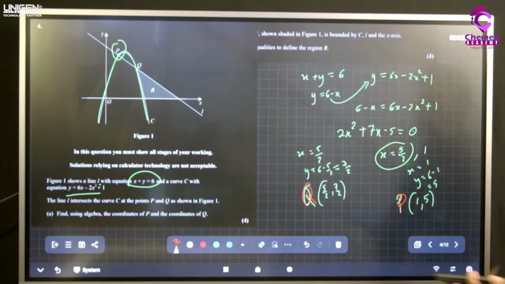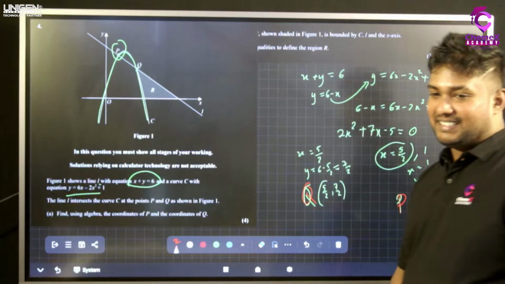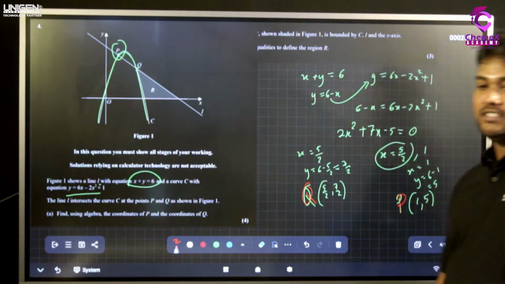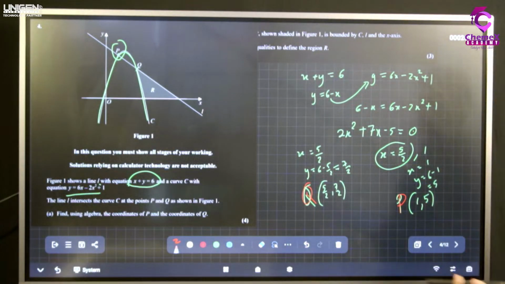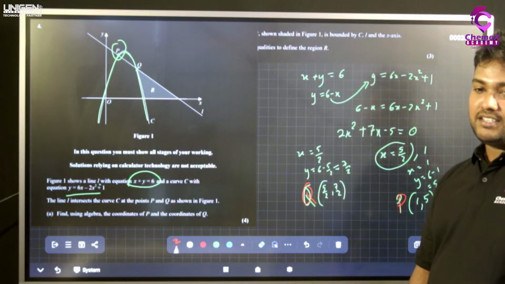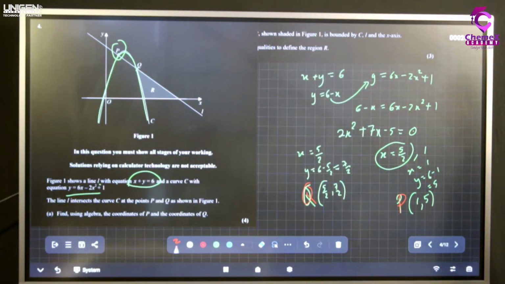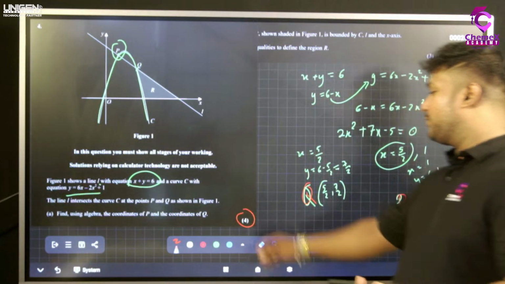Did you do the paper? Vivek, do you have any doubts? No, sir. I understood. I hope everyone is clear. If there's anyone who has doubts, you can unmute and ask. Okay. So that's the A part. That's 4 marks, just for showing those two coordinates.